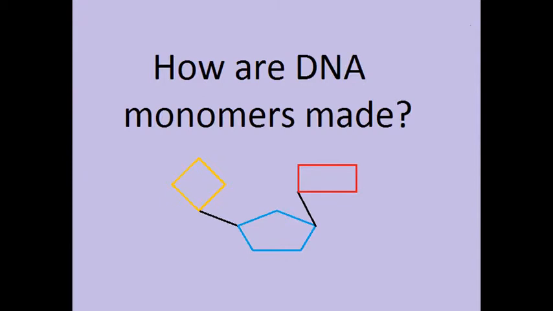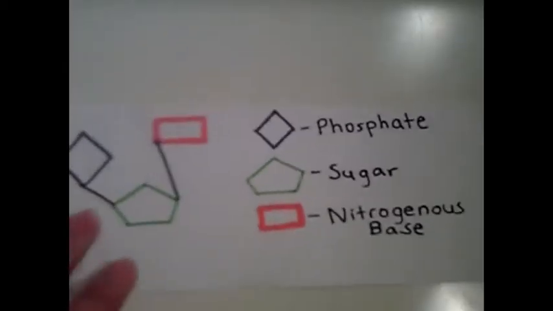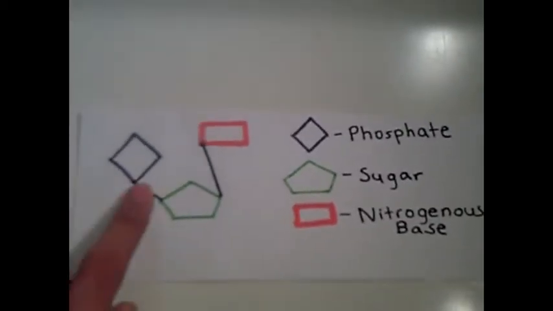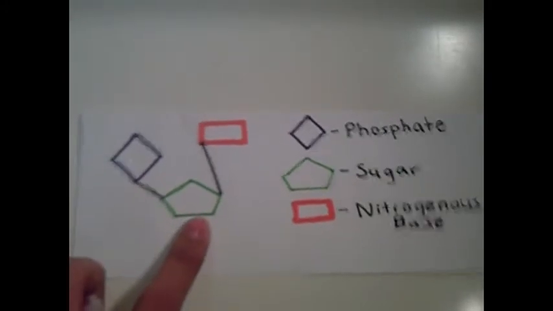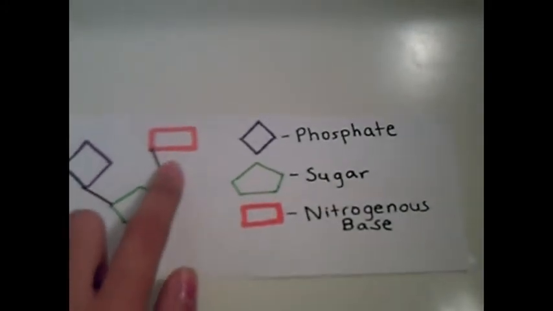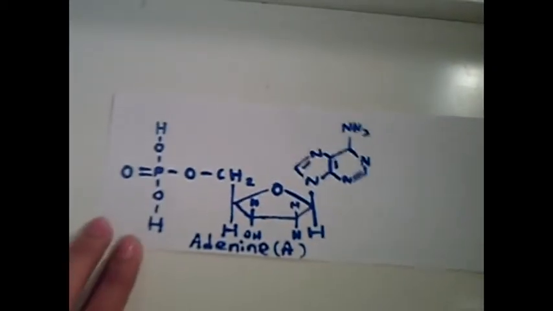How are DNA monomers made? A DNA monomer consists of a phosphate group attached to a deoxyribose sugar attached to a nitrogenous base. There are four possible DNA monomers because there are four possible DNA nitrogenous bases. There is an adenine monomer, a thymine monomer, a guanine monomer, and a cytosine monomer.